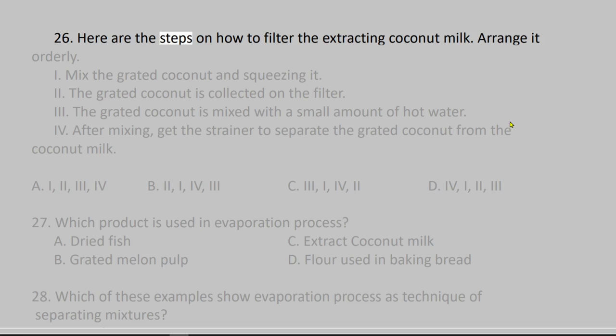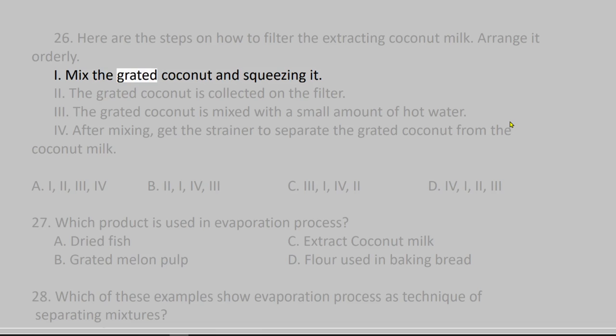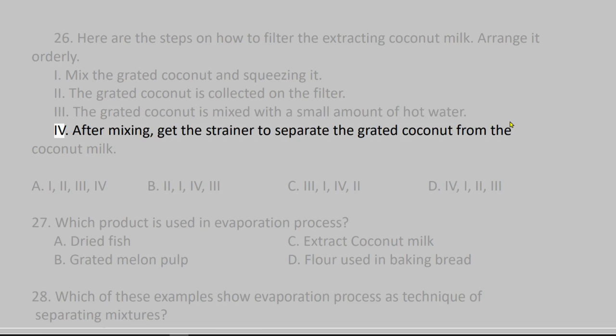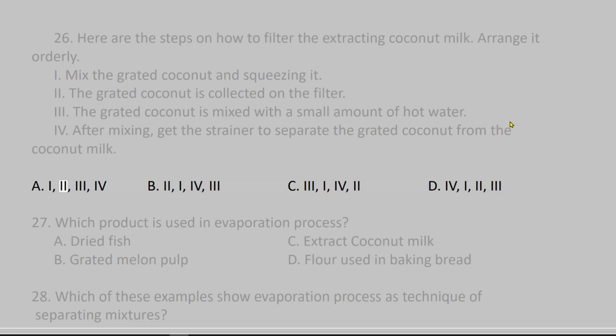26. Here are the steps on how to filter the extracting coconut milk. Arrange it orderly. 1. Mix the grated coconut and squeezing it. 2. The grated coconut is collected on the filter. 3. The grated coconut is mixed with a small amount of hot water. 4. After mixing, get the strainer to separate the grated coconut from the coconut milk. A. 1, 2, 3, 4. B. 2, 1, 4, 3. C. 3, 1, 4, 2. D. 4, 1, 2, 3.